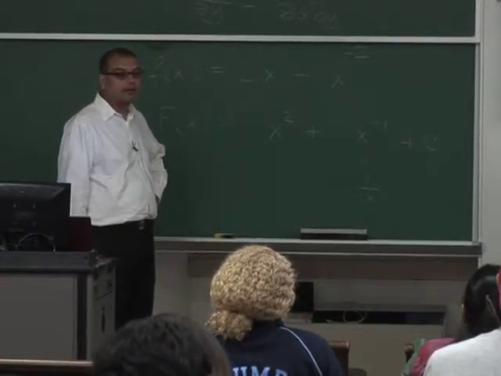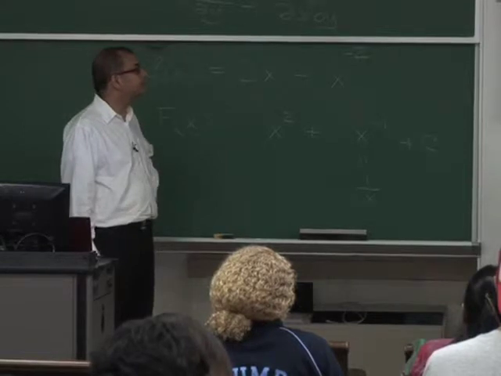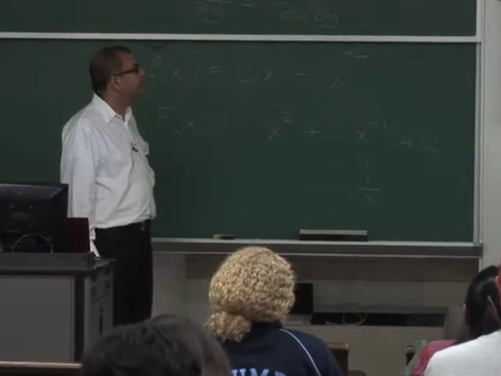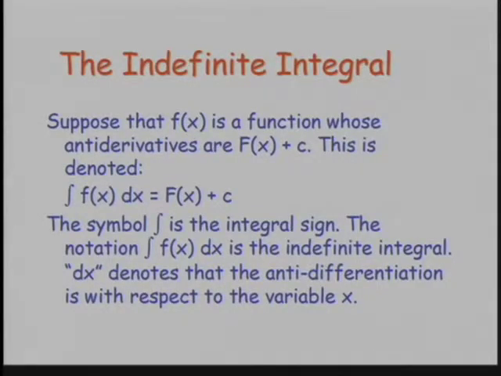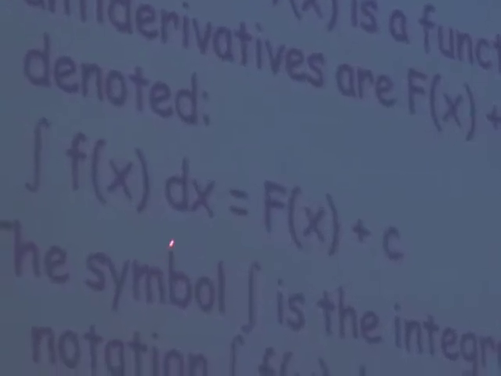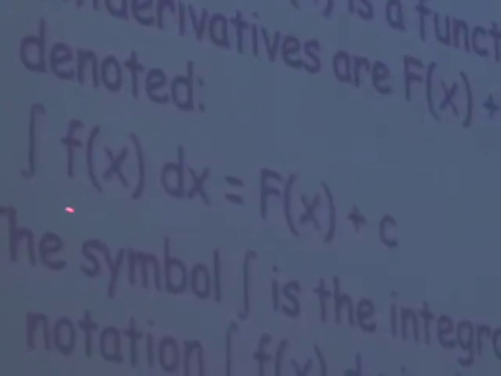Okay, everybody feel comfortable? Okay, that is the indefinite integral, right? Little f of x is a function whose antiderivatives are big F of x plus c, a whole class of functions. And how do I denote this? So this is just the notation. I'm sure you've seen this before, but just remind yourself.